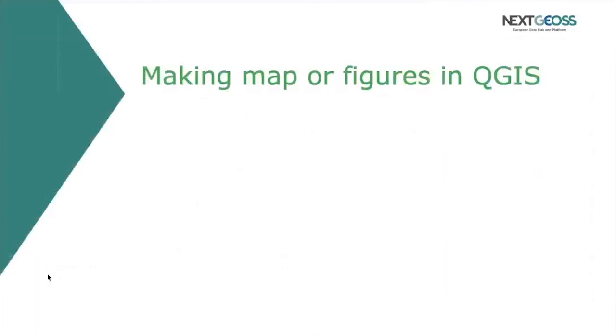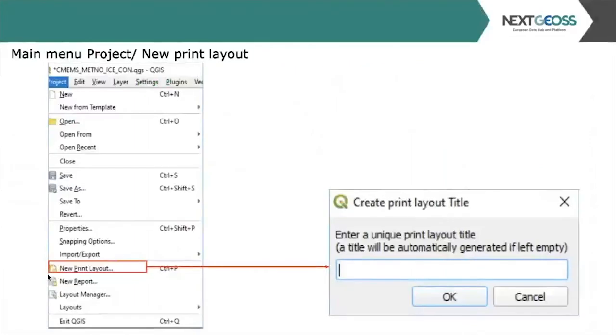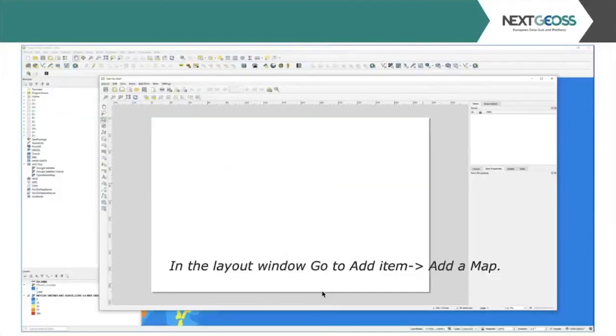The last part, how you make a map from that, is also straightforward in QGIS. You just go to the main menu, you will have new print layout. You define your print layout here, and then you click OK. You will get another, smaller window from QGIS, and in the layout at the top there is the add item. You just add item, and then you say add map.